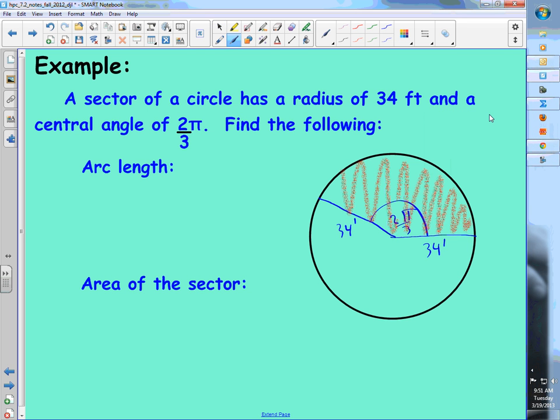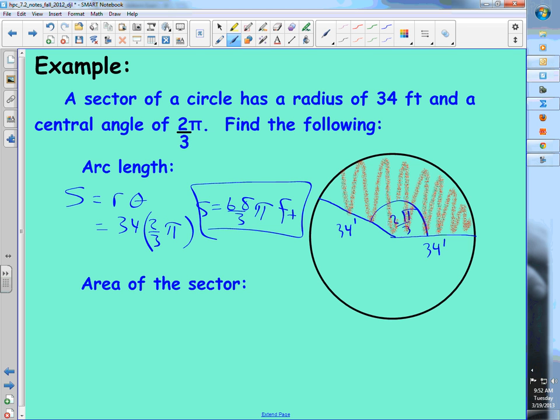So we'll start with arc length. 2/3 pi times 34. What formula are we using? S equals r theta. So what did you say? 34 and 2/3 pi. So what did you end up with? 68/3, so S equals 68/3 pi. Everybody all right with that?